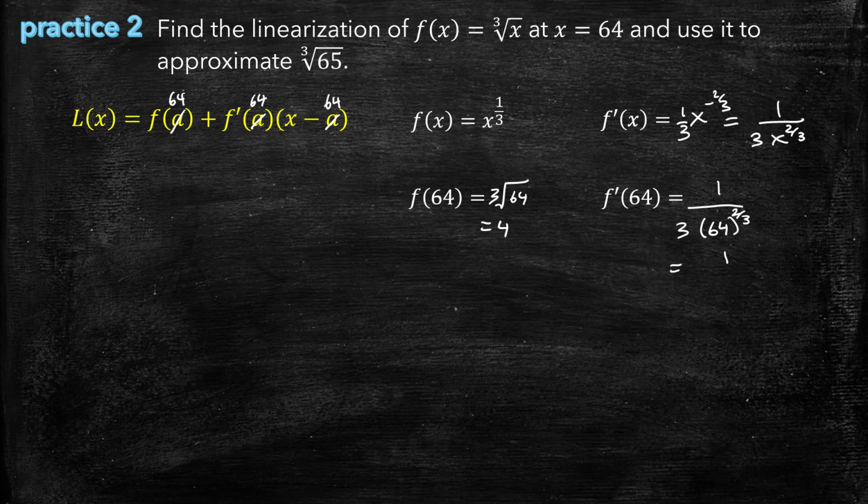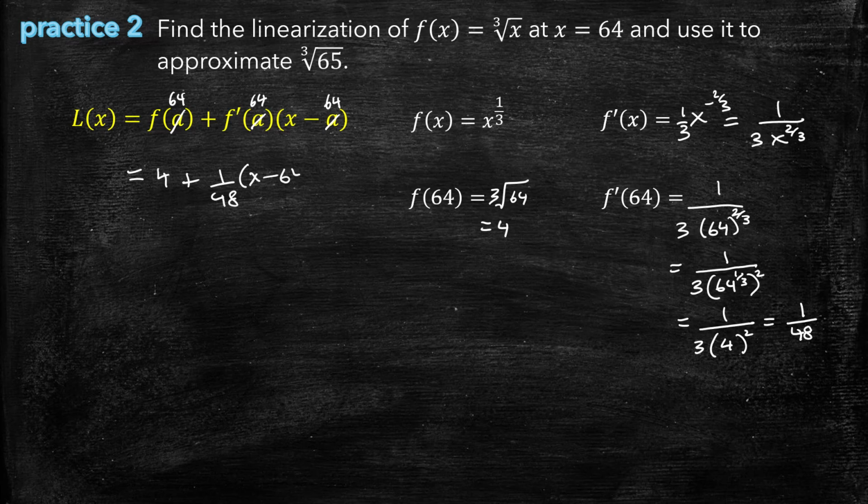Now, you could do any order, so you could square and then take the cube root, or vice versa, and vice versa is actually the way to go because you can do that in your head. So if you do the cube root of 64 first, which is 4, and then square that, multiply by 3, you'll get 1 over 48. So this becomes 4 plus 1 over 48 times x minus 64. So that means L of 65, the linearization, would be 4 plus 1 over 48 times 65 minus 64, which is 1. So it would be 4 and 1/48.